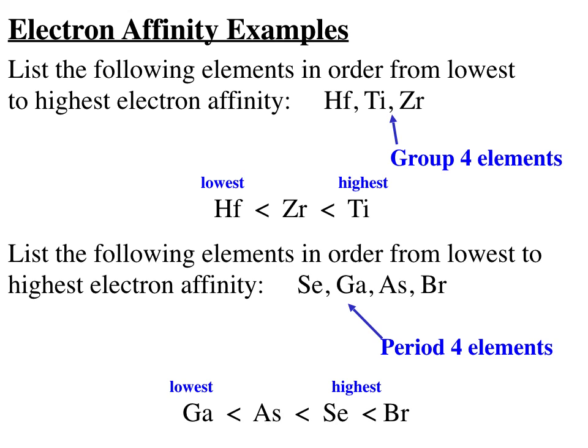It has the best ability to gain an electron. And then arsenic, which is a column 15 element, and selenium, column 16 element, are in between. So the order goes gallium, lowest electron affinity because it's largest atom, followed by arsenic, selenium, and then bromine has the highest electron affinity because it's the smallest atomic radius of these 4 elements.